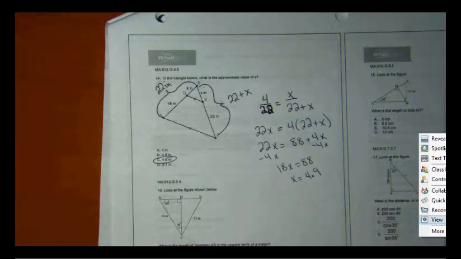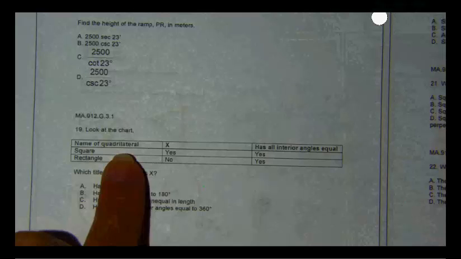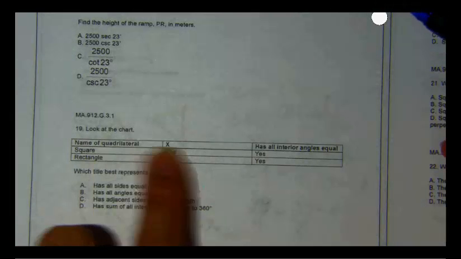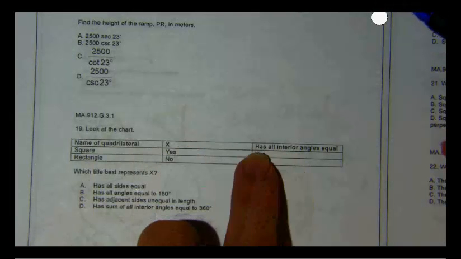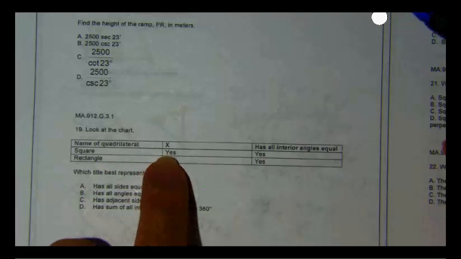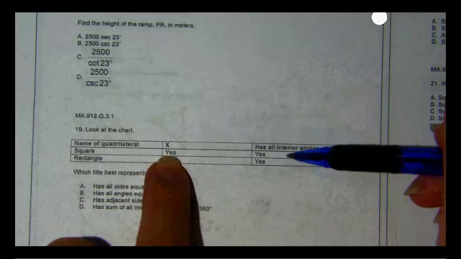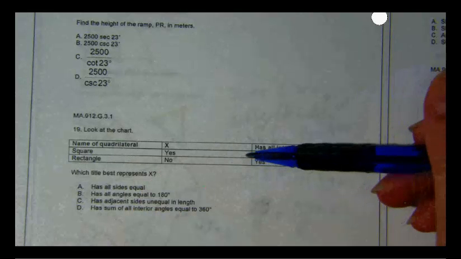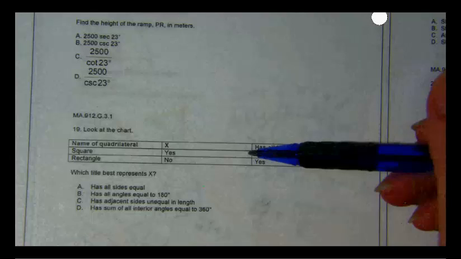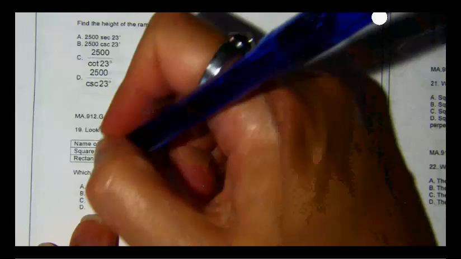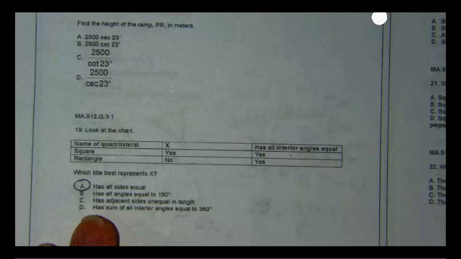Verse 18. So we look at this. We have the name, and then there's two properties. One is all interior angles are equal, and the other property is unknown. And then we have a square and a rectangle. Square has whatever this unknown property is, and all interior angles are equal, and the rectangle doesn't have it. Well, what's the only difference between a square and a rectangle? Side lengths, right? So all sides equal for square, not for rectangle. Make sense?